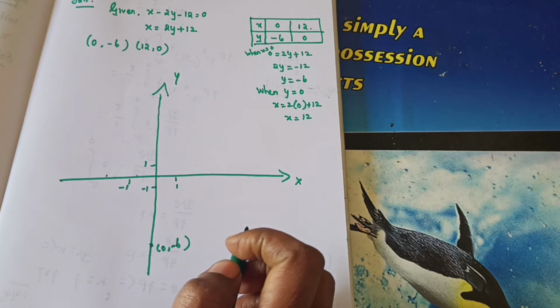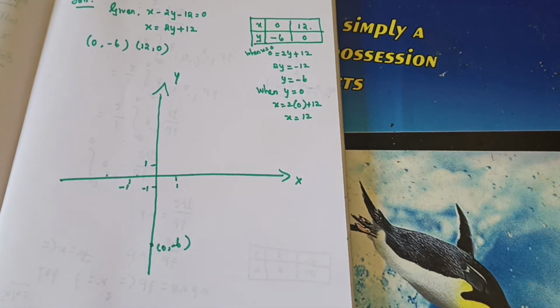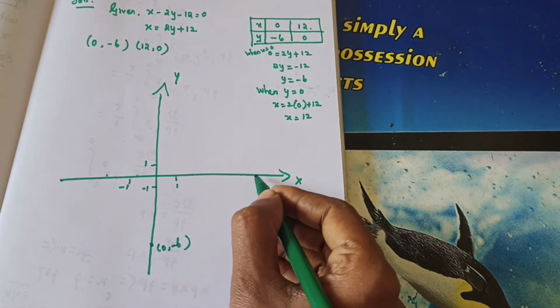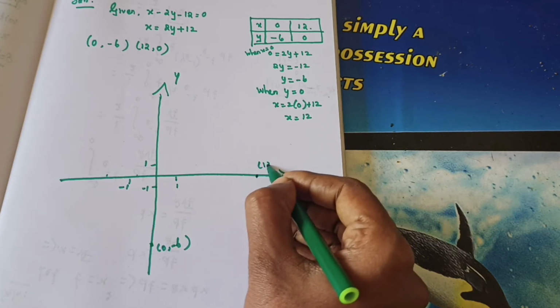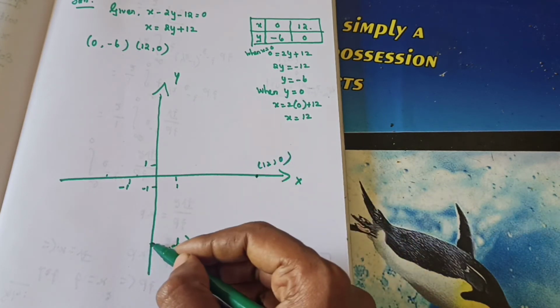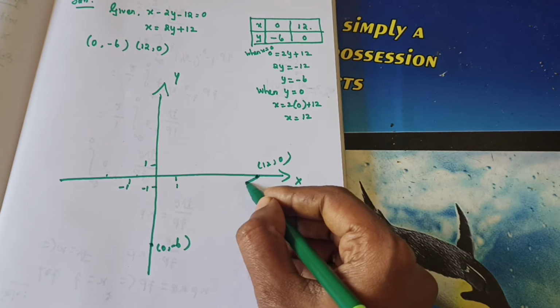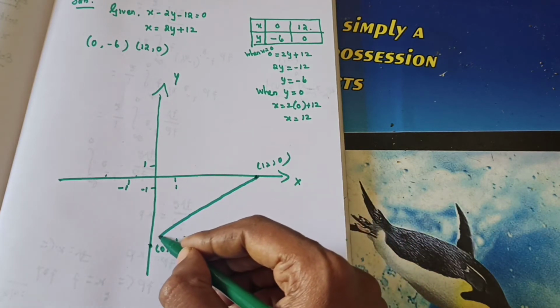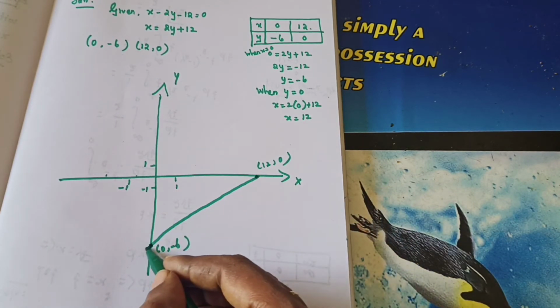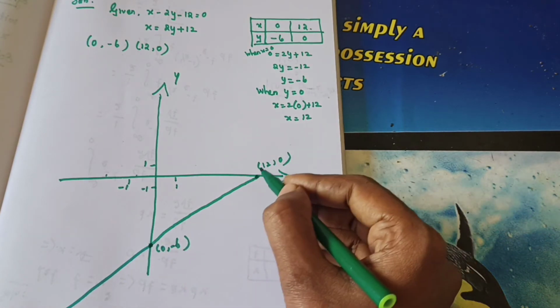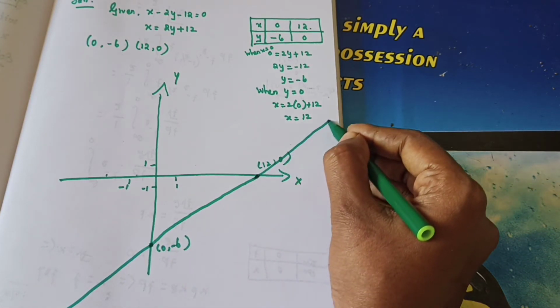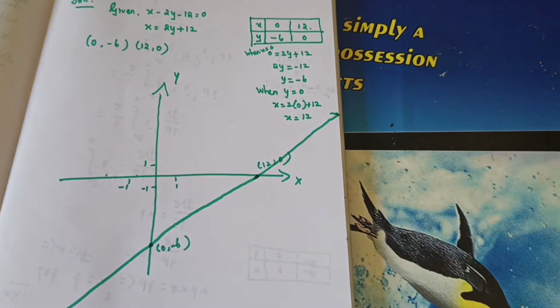Then one more point. What's the point? 12, 0. Where will it be? Nearly it will be here. Correct? 12, 0. Now what will you do? Join this by using a scale. Okay. Join this and please extend this. Okay. So this one.